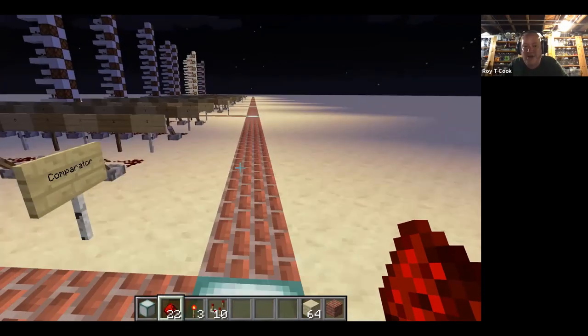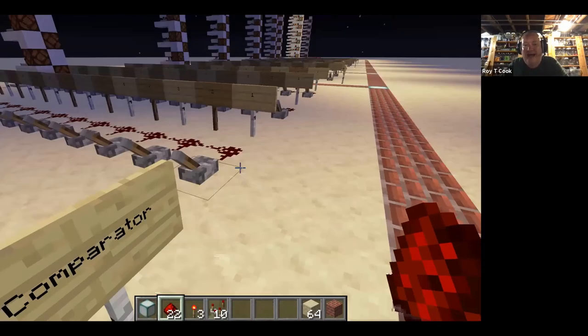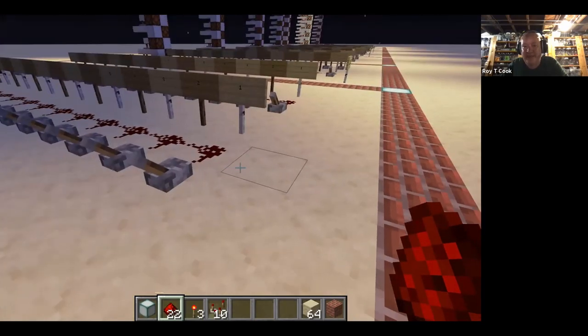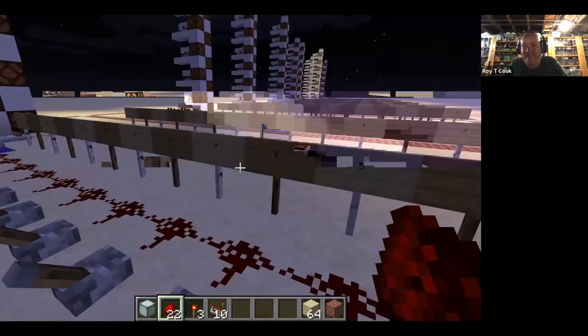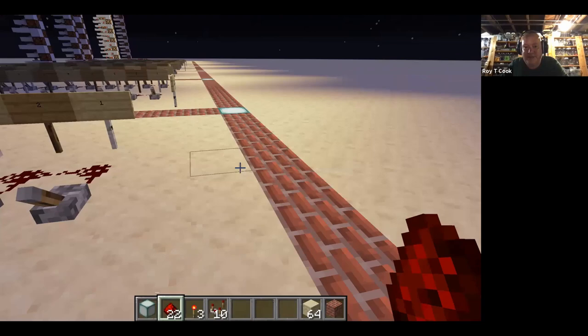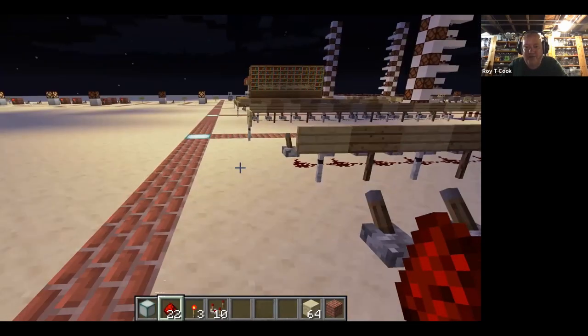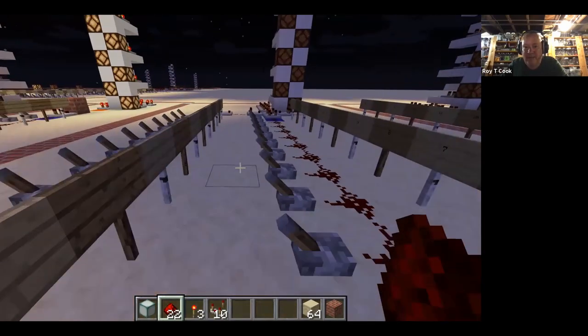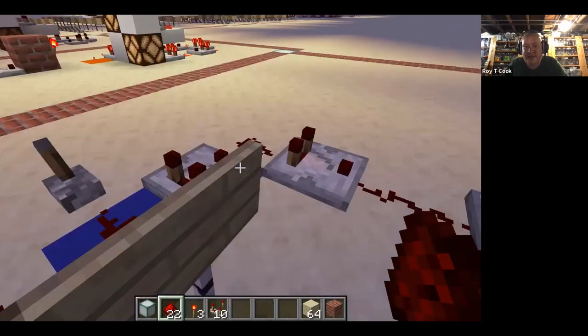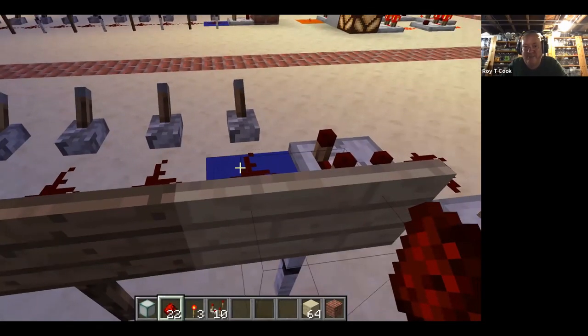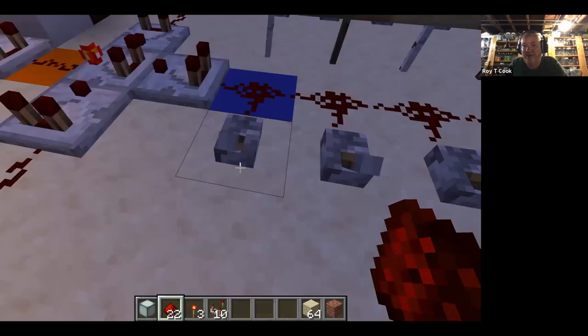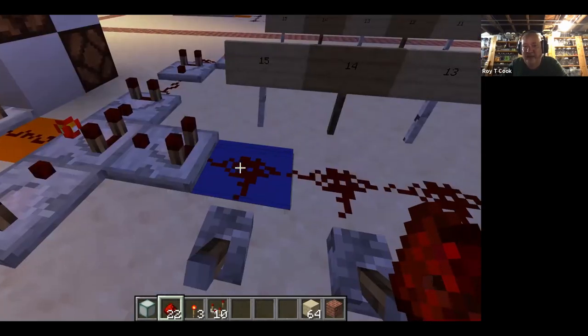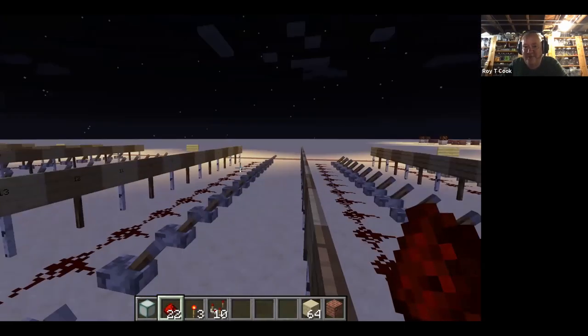Okay, now let's talk about the comparator when we actually have inputs coming in the side. So notice now we've got 3 of these inputs set up, 3 of these input chains, right? And we've got 3 blue bricks, one there, that's the input from this chain, one there, that's the input from this chain, one there, that's the input from that chain.